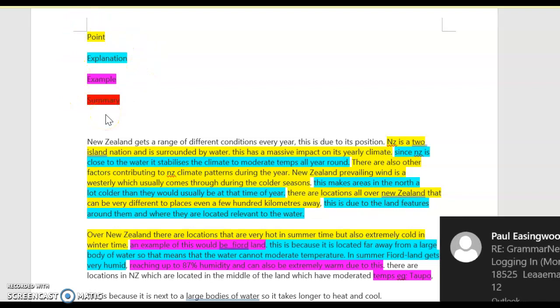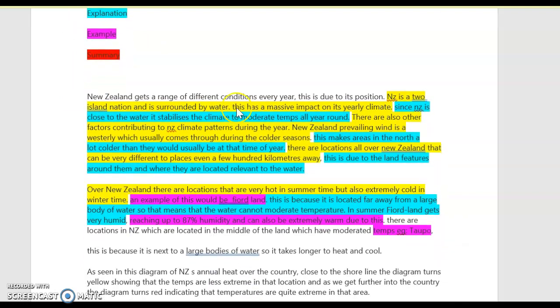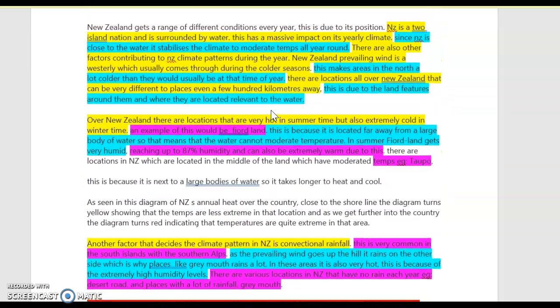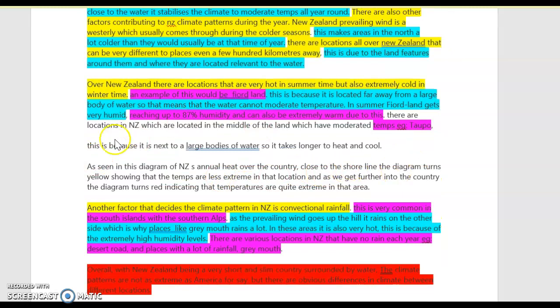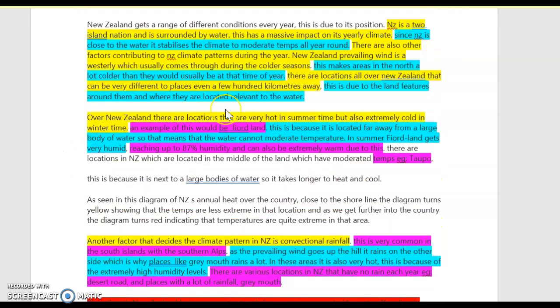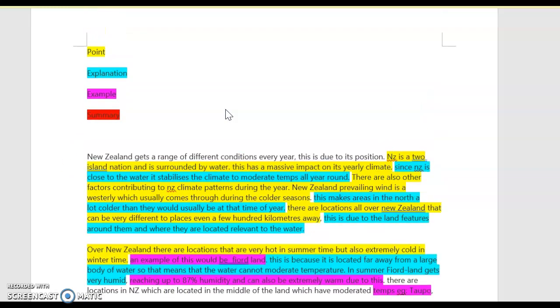Now, guys, as I read through, I've highlighted all the bits where I see a point, explanation, example, and summary. I missed out this little bit here just because of timing, really. But as a marker, what we'd want to see is this combination of colours. So point, yellow, blue, purple, red.